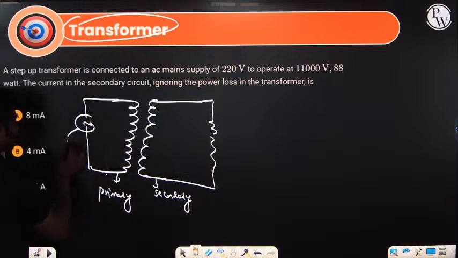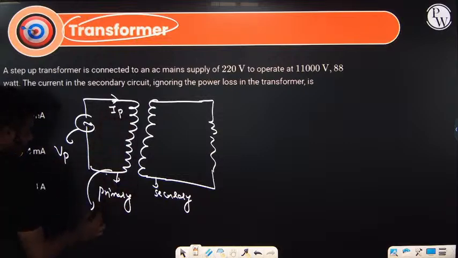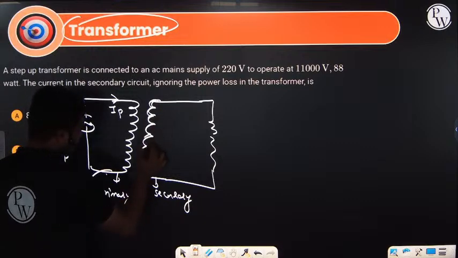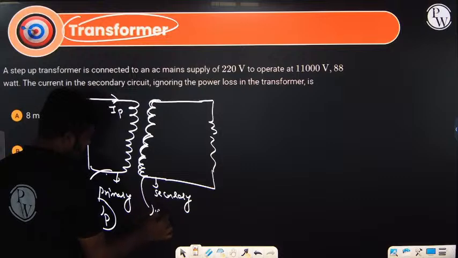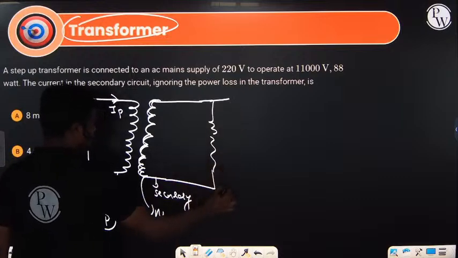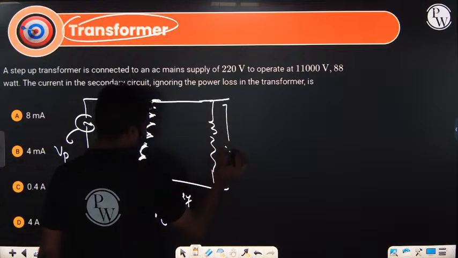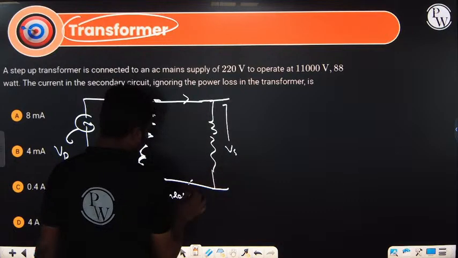This particular voltage we call Vp, the primary voltage, and the current flowing here is the primary current. The number of turns in the primary is Np. The number of turns in the secondary is Ns. And this voltage is the secondary voltage, and the current will also be secondary.